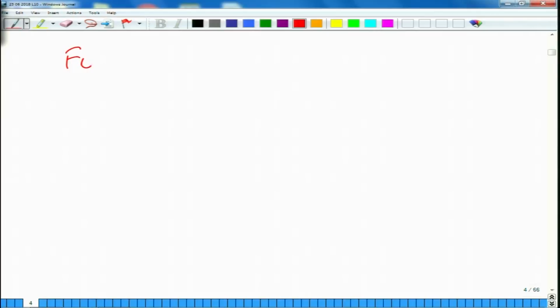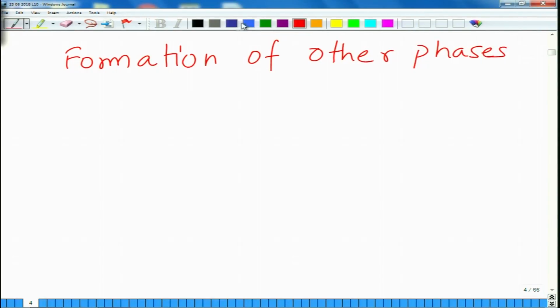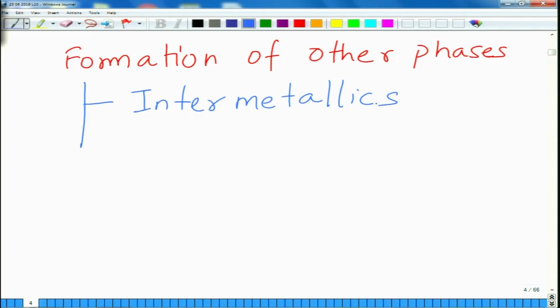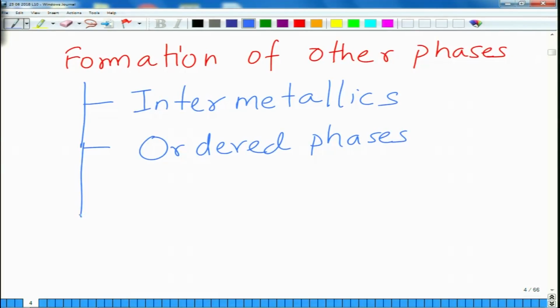So, for instance, these phases could be intermetallics, which are compounds, basically intermetallics or line compounds. They may form ordered phases, they may form various other kinds of phases. Okay.